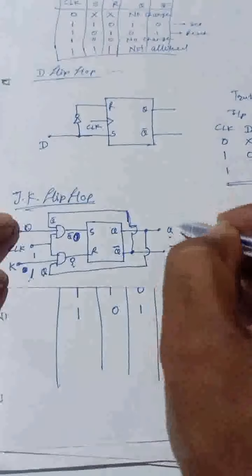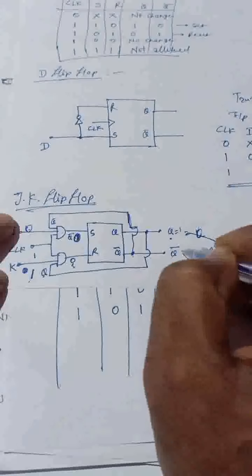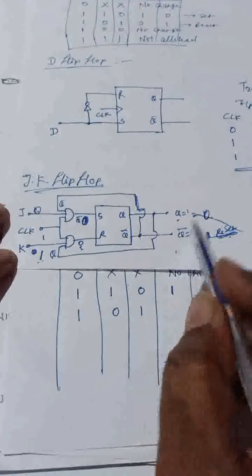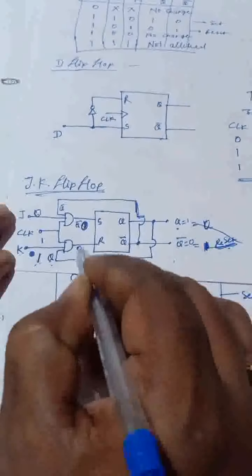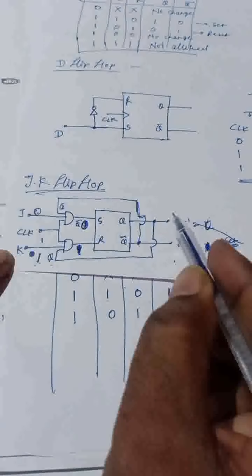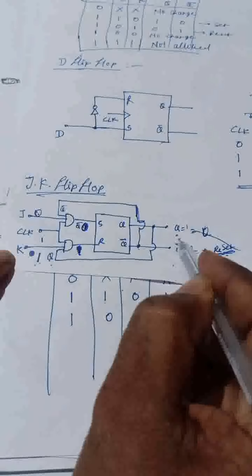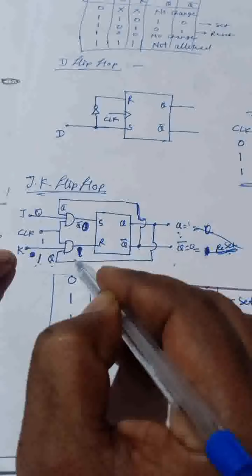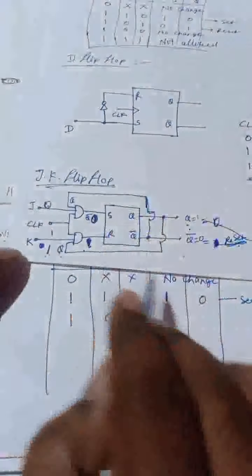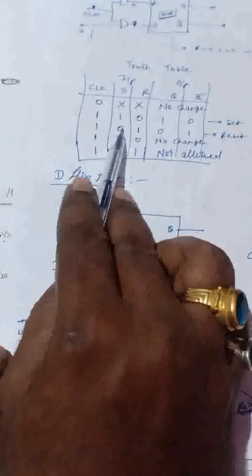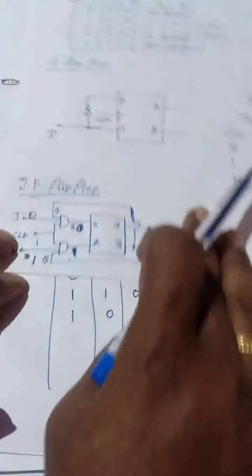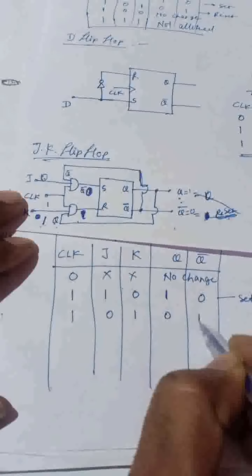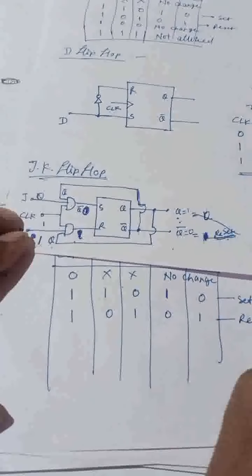Now consider if Q equal to 1 and Q bar equal to 0. Now it is in set condition. So this 1 is applied here, so the output becomes 1. Then it is applied here, output becomes S0 R1 now. We know very well that S0 R1 is a reset condition. So Q becomes 0, Q bar becomes 1. So it is in reset.